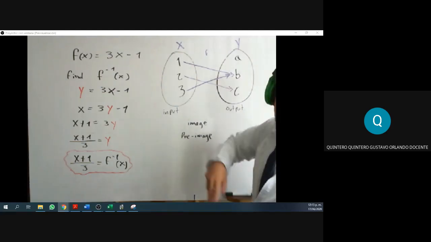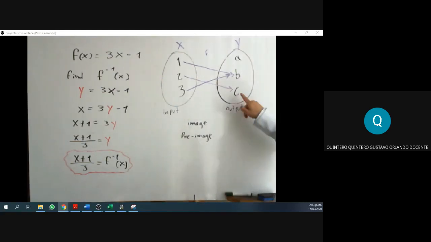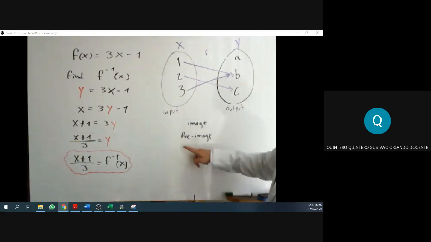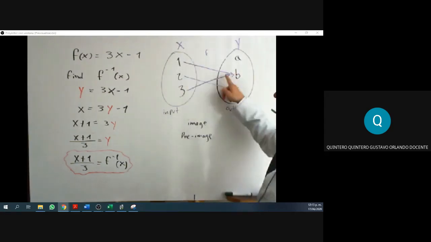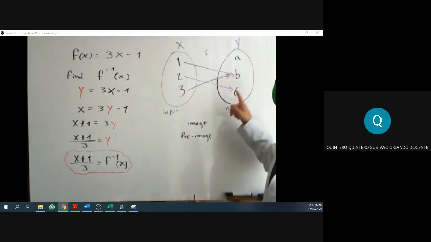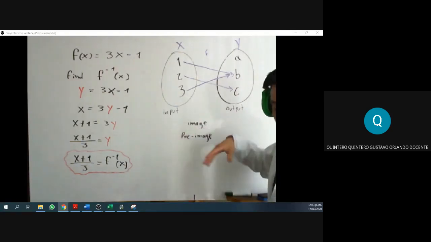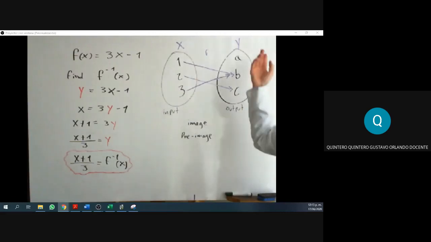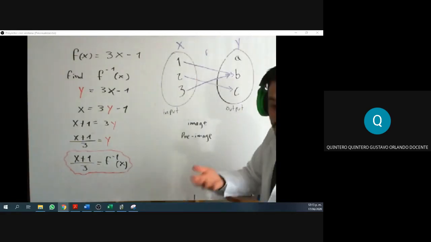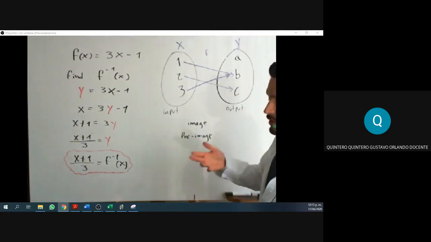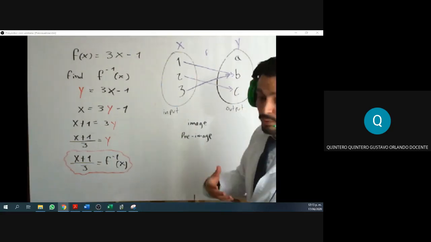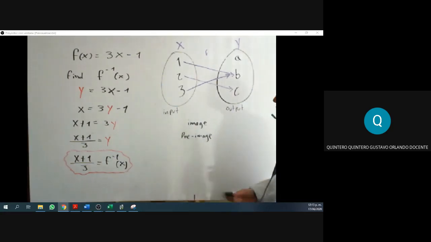Pre-image is going backwards. So the pre-image of C is 2. The pre-image of B is 1 and 3, right? B has 2 pre-images. Okay, these are names for all of this topic, and hopefully you saw this in the past. If you were with me, I'm sure you saw it.